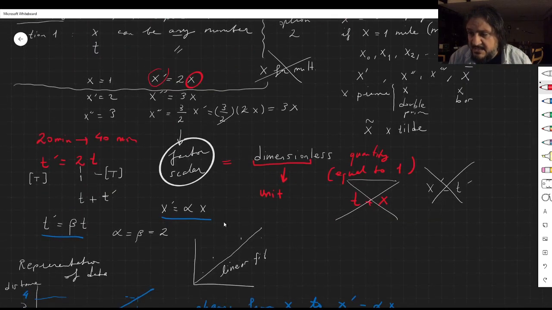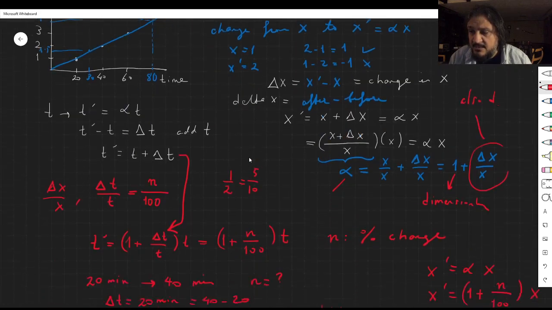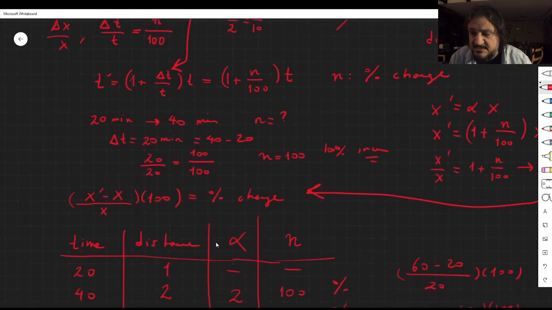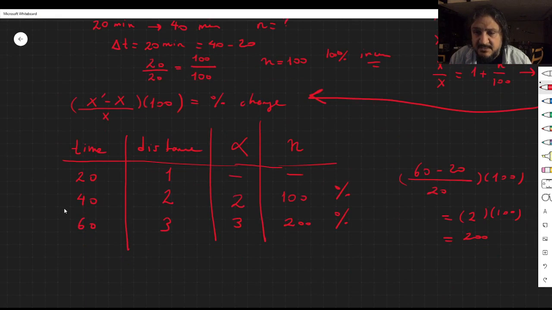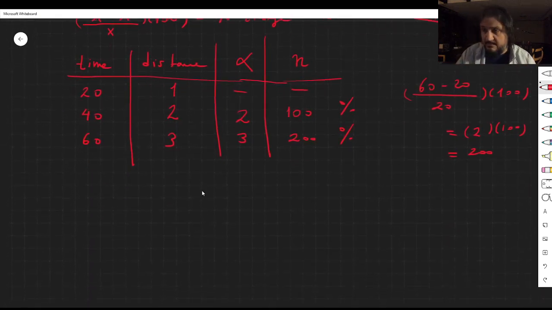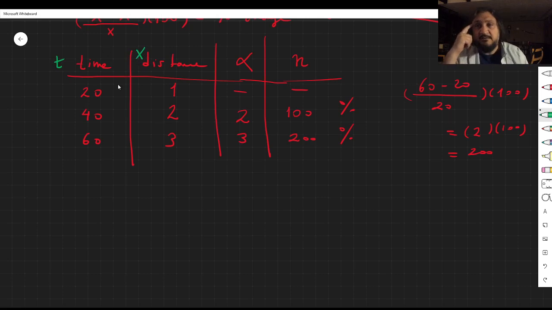So when I say t from now on, I'm not talking about 20 minutes. T can be any of these 3 entries. Similarly, x can be any of these. Alright? So I'm going to write t here, and then x. Now, is there a relationship between x and t? Well, obviously there is, because whatever happens to time happens to distance as well. That's no coincidence, right?